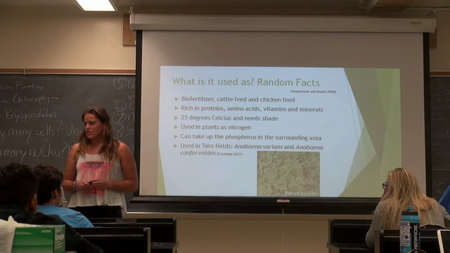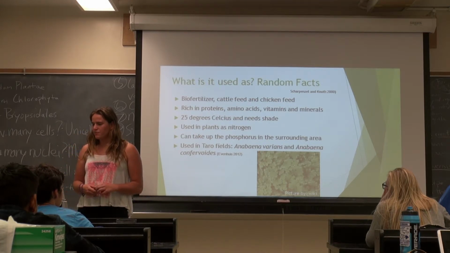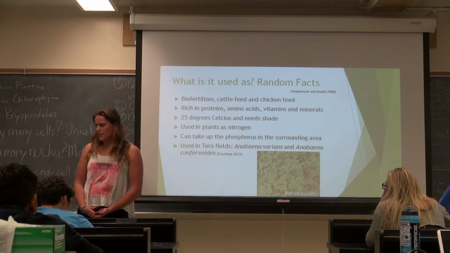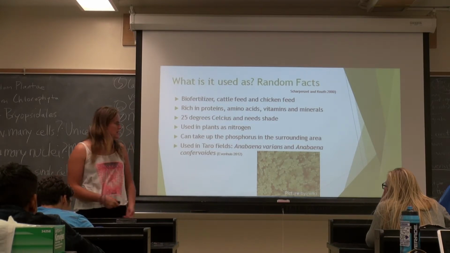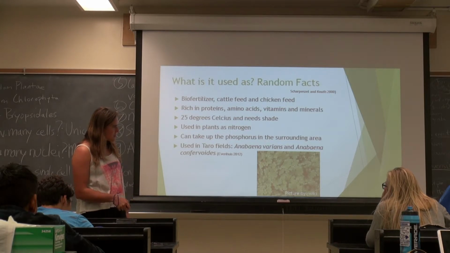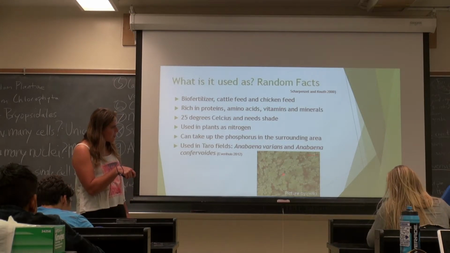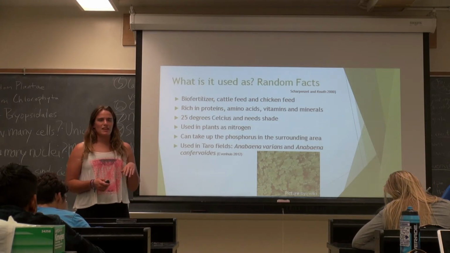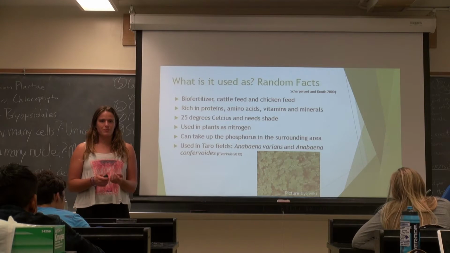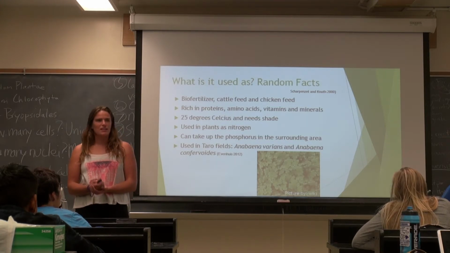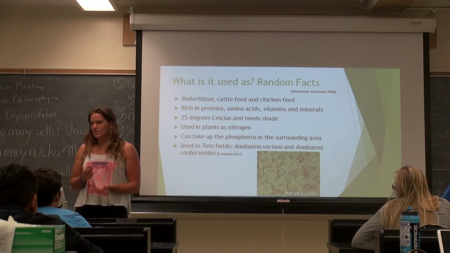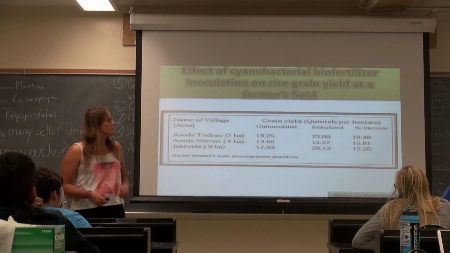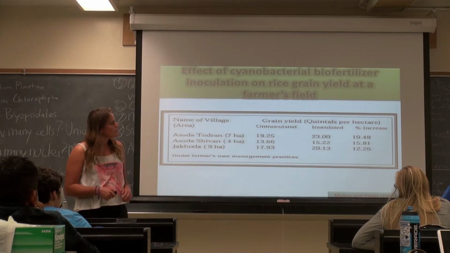And they're also used in paddy fields, and some species include Anabaena variabilis and Anabaena oryzae. And this is a picture of Azolla, which can be found in the paddy fields and other rice fields and rice paddies like that. And then effects of cyanobacteria as biofertilizers.